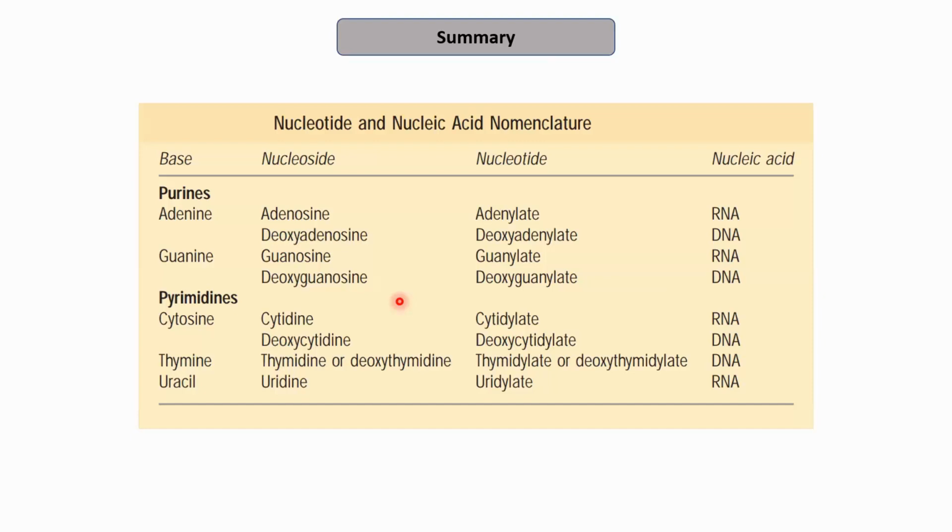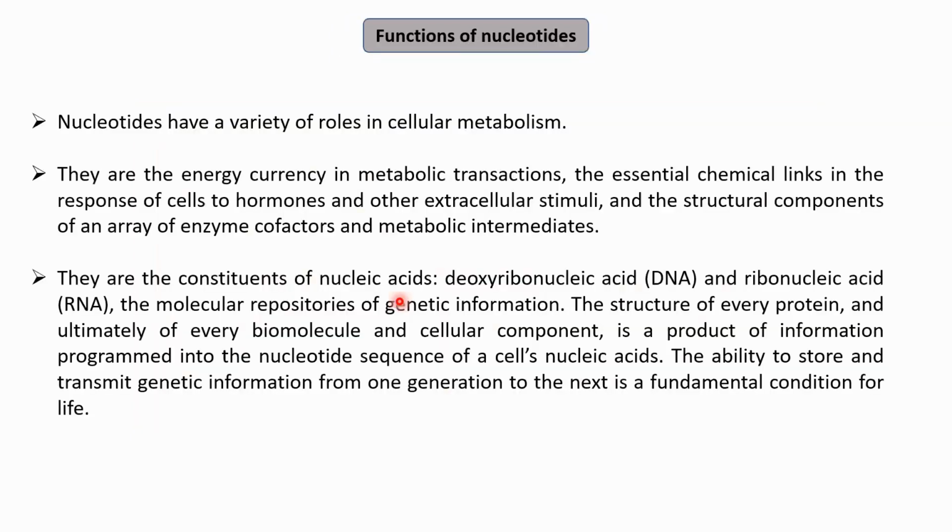So we discussed that adenine, guanine, and cytosine are present both in RNA and DNA, while thymine is present only in case of DNA, and uracil is present only in case of RNA. So this was about the nucleic acids, and what are finally the functions of nucleotides.